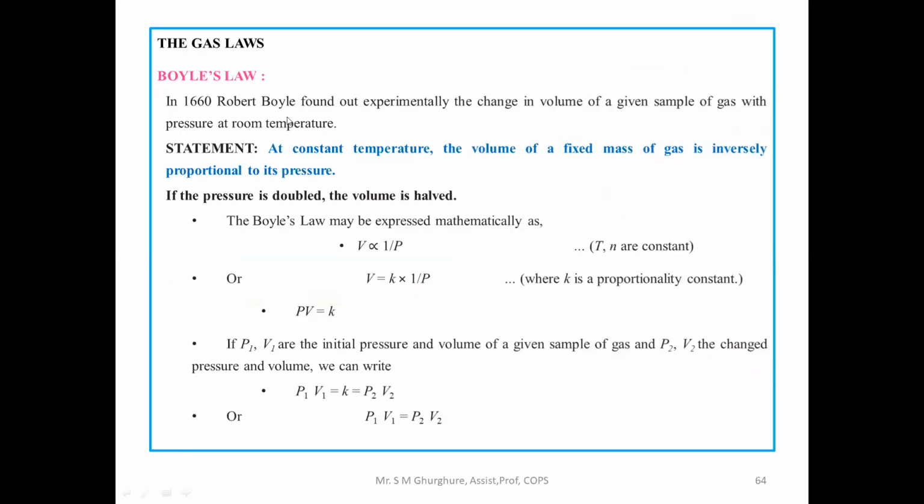Now Boyle's law: at constant temperature, the volume of a fixed mass of gas is inversely proportional to its pressure. This is the relationship between the volume and the pressure of the gas. If we increase the volume, then the pressure is going to decrease. If the pressure increases, then the volume is going to decrease, for a gas which obeys Boyle's law.